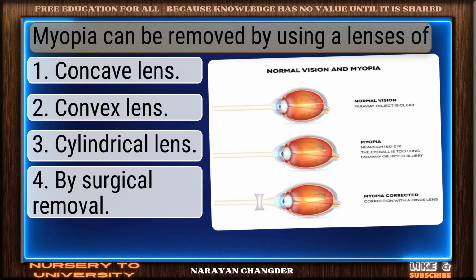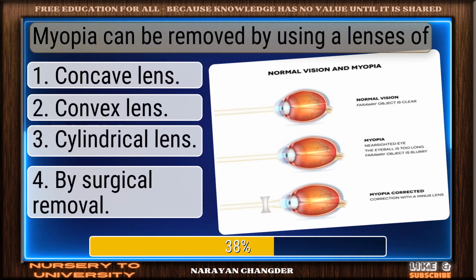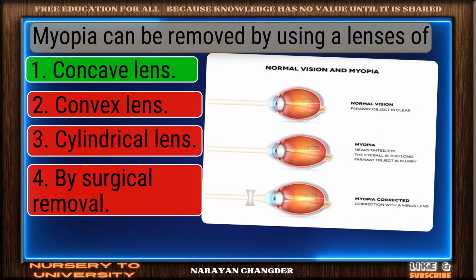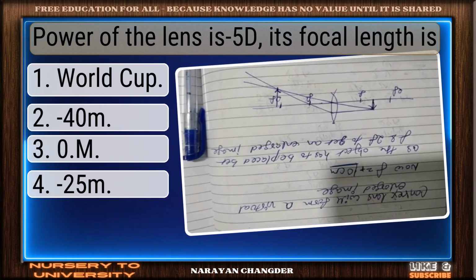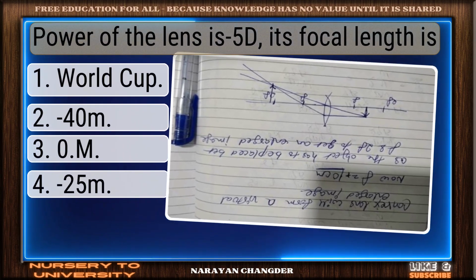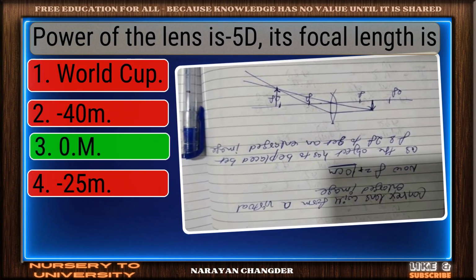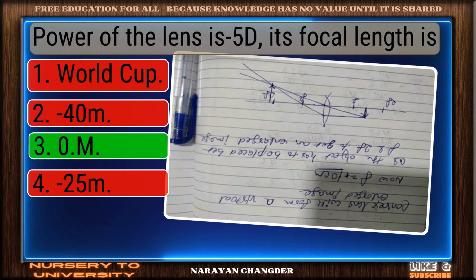Myopia can be removed by using lenses of? Clear logic. Your choice concave lens is sound. Power of the lens is 0. Its focal length is? Excellent choice. Infinity is the right answer.